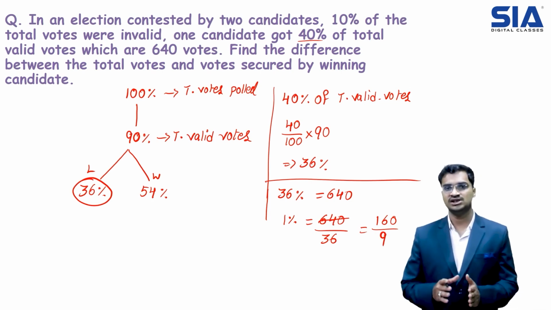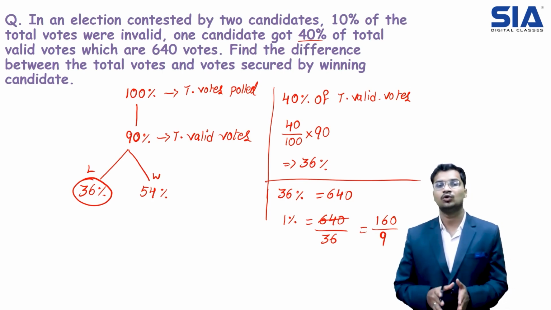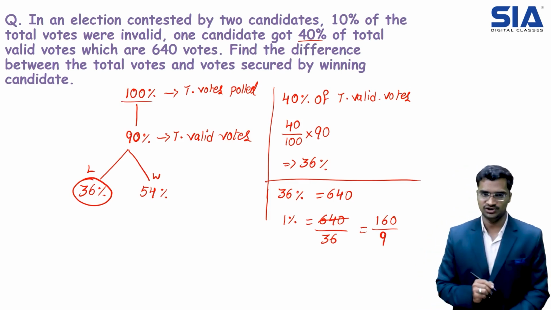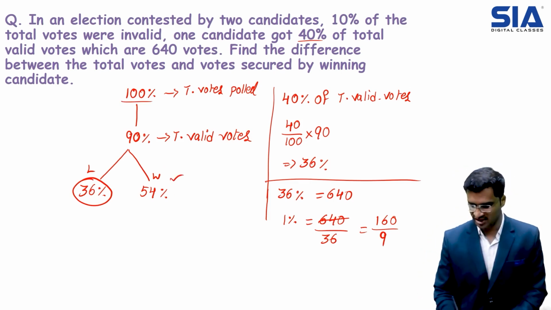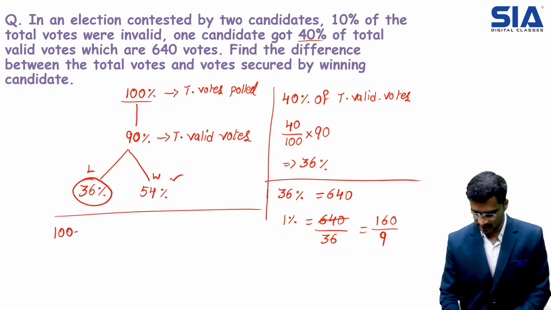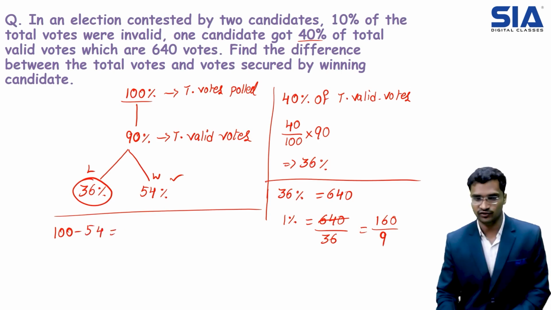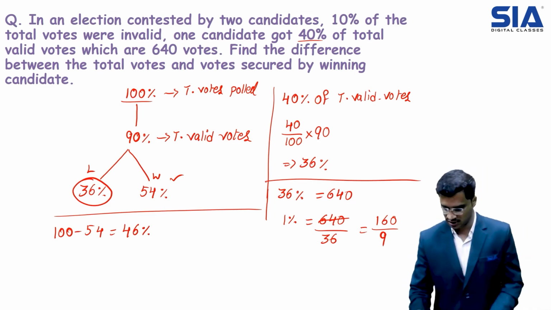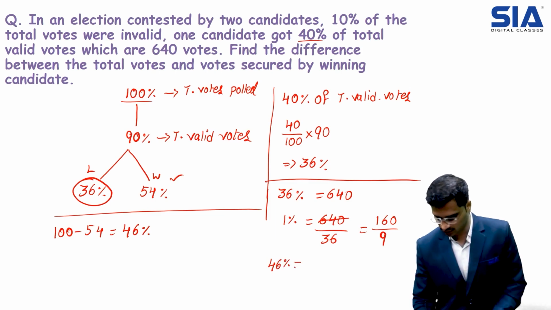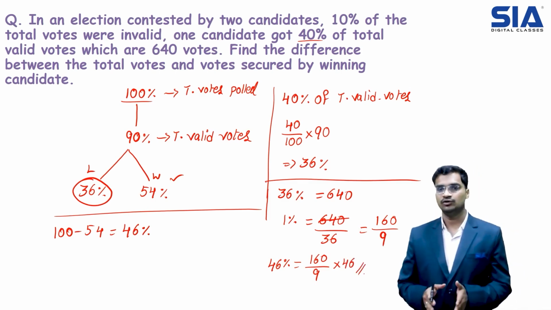In this question, what is he asking? Find the difference between total votes and votes secured by the winning candidate. So the total votes is 100% and votes secured by the winning candidate is 54%. So I have to find the difference between them. 100 minus 54 is what? 46%. I have to find 46%. So I know that 1% is 160 by 9. Then 46% is what? 160 by 9 into 46. So our answer is 160 into 46 by 9.